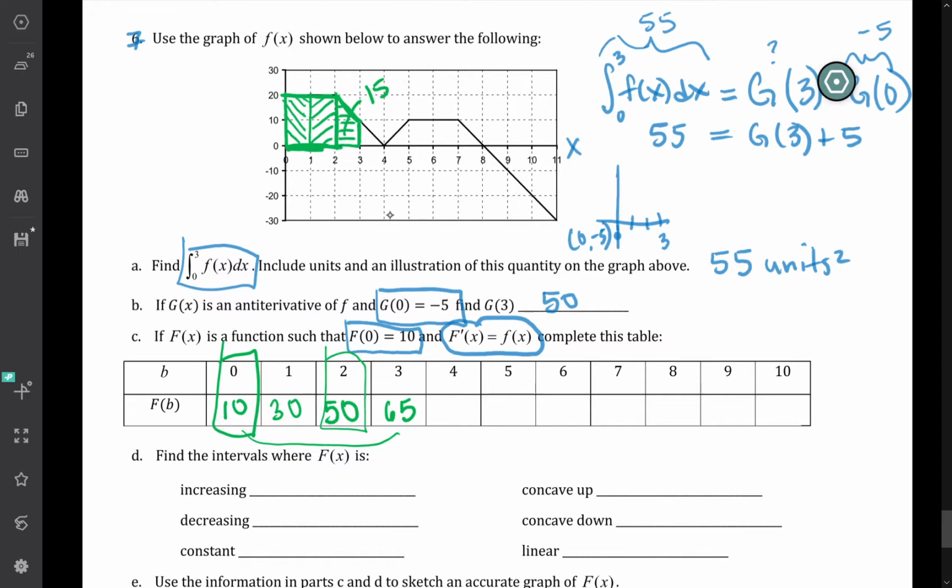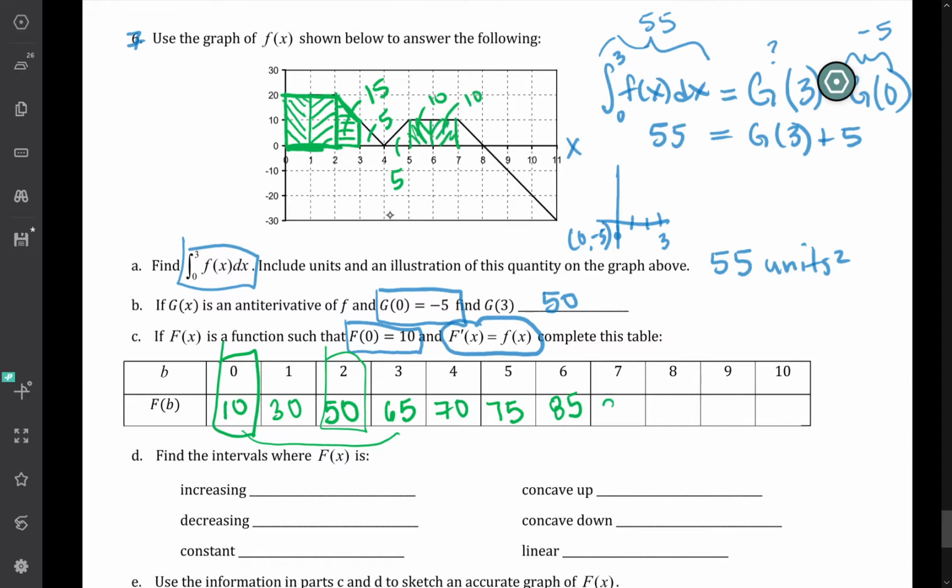Okay, from 3 to 4, I gain 5, so this should be 70. From 4 to 5, I gain another 5, so this should be 75. From 5 to 6, I gain 10, so this should be 85. And again, keep reminding yourself it's easy to go on autopilot, but the big thing that we're saying here is that the change in the y value of the antiderivative is equal to the area trapped under the derivative on the same interval.